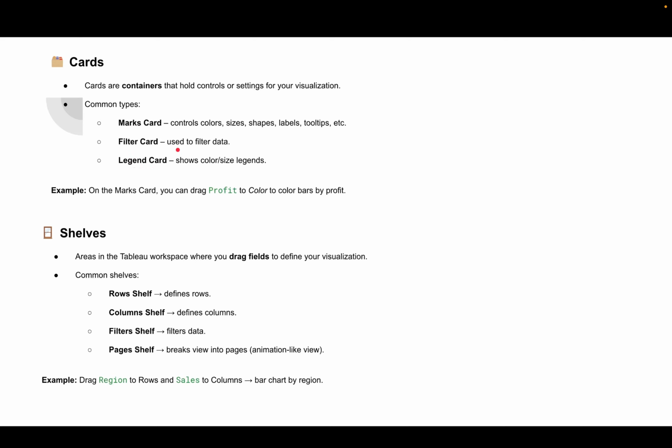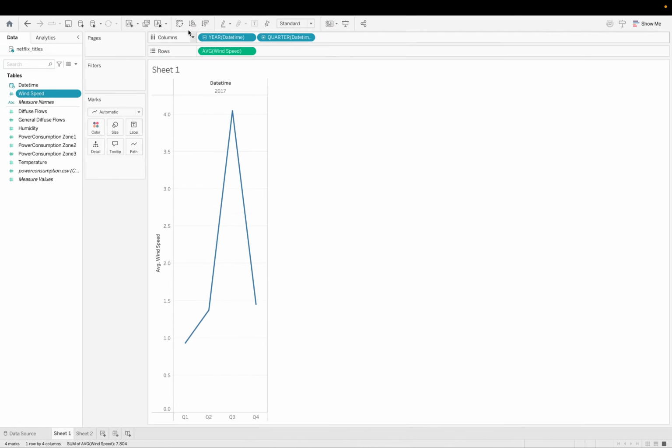Now the legend card will come when you create any bar chart, plot chart, or pie chart, any kind of chart, and then this will start showing you. Then we have shelves, right? So what are shelves? Shelves are nothing but these columns and rows. So columns and rows are called shelves, okay?